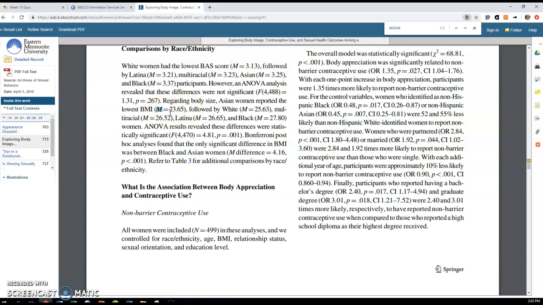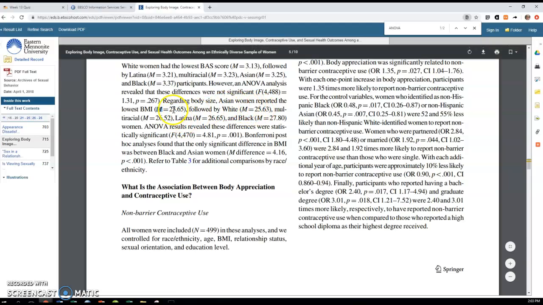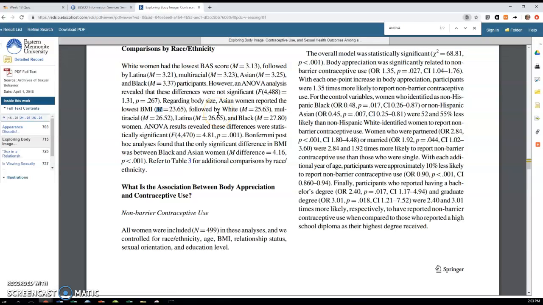And sometimes they'll give a visual. I personally like it when they give a graphic, but a lot of times they don't. So what is this telling us? It's telling us that the Asian women in this report, of all the body mass indexes that they reported, the average was 23.65. Of all the whites, the average was 25.63, and so on. So we have the averages of the 5 groups. Looking at that alone, we can't necessarily say whether there's a significant difference.